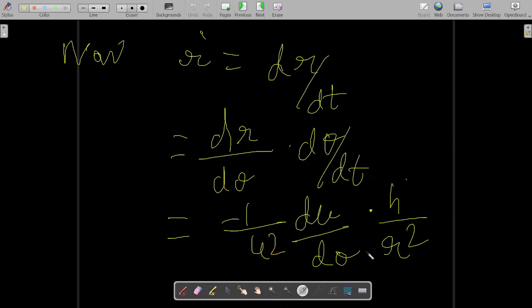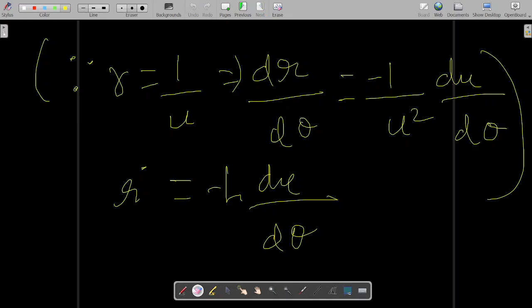u square multiplied by r square will turn out to be 1, because u equal to 1 by r. So this product will turn out to be 1. Okay, so I must write one bracket over here, so that you are not confused. So this and this will turn out to be 1. So that's why, what is the final thing you got? r dot is equal to minus h du by d theta.